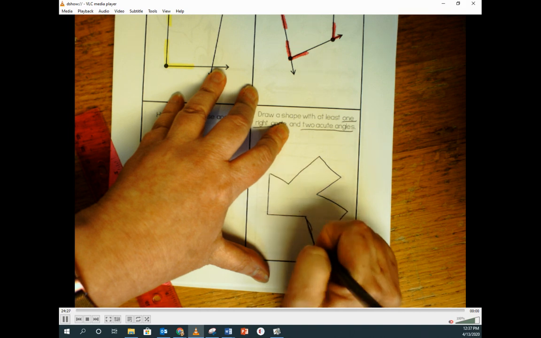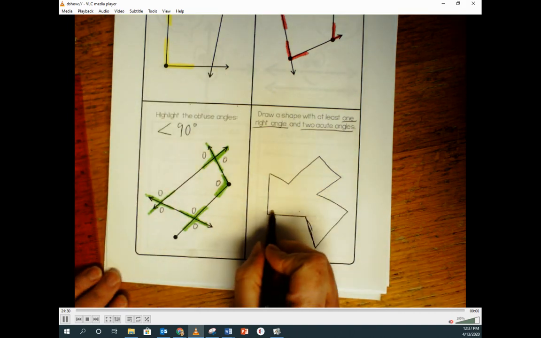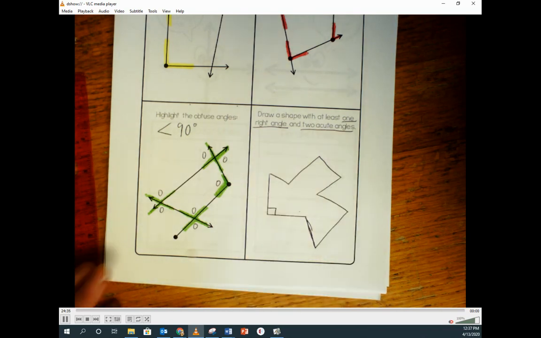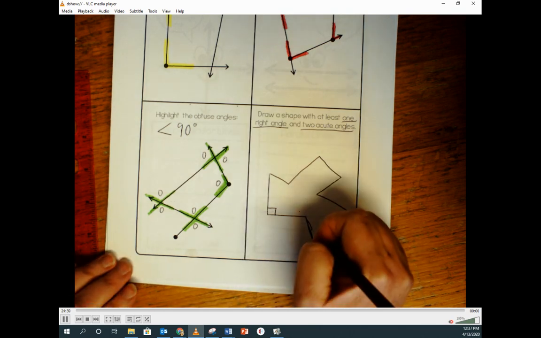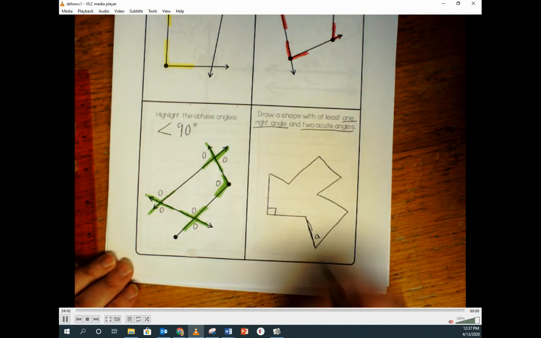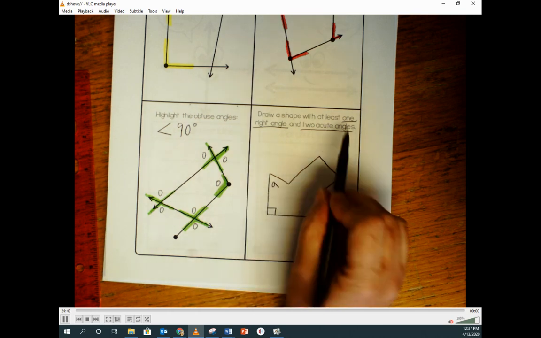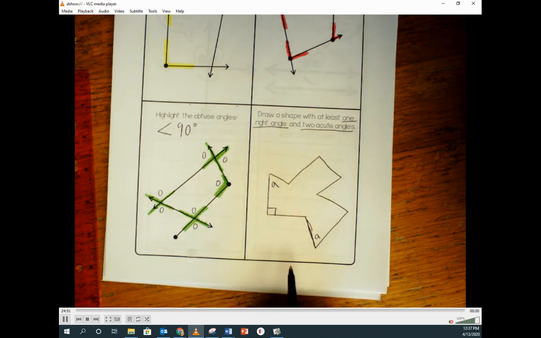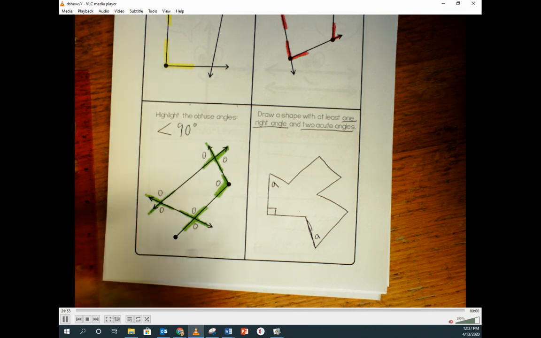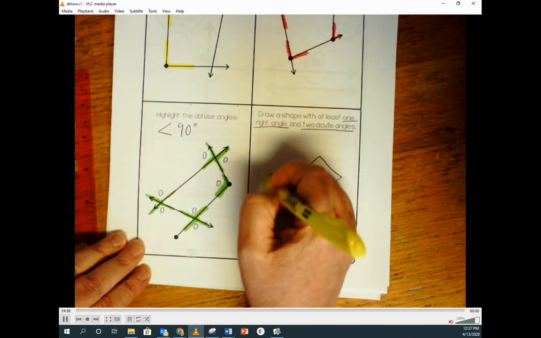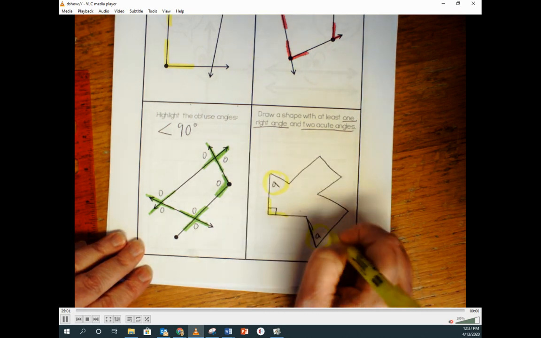Okay, in my shape, for sure, here's a right angle. So remember, you can draw in that little symbol. And there is an acute angle here and an acute angle here. So you could create any shape you want as long as it has one right angle and two acute angles. There's my right angle, my acute angle, and another acute angle.